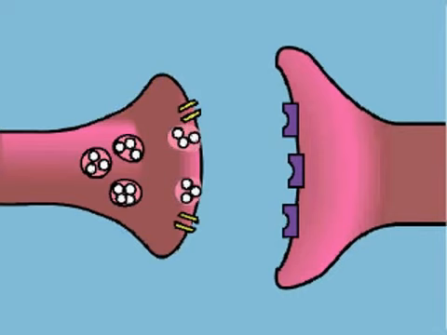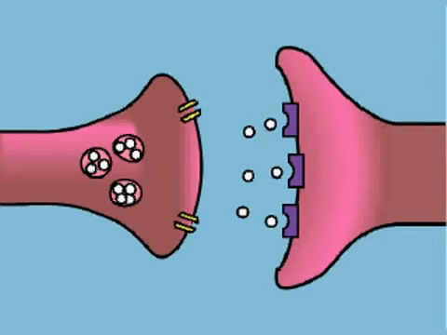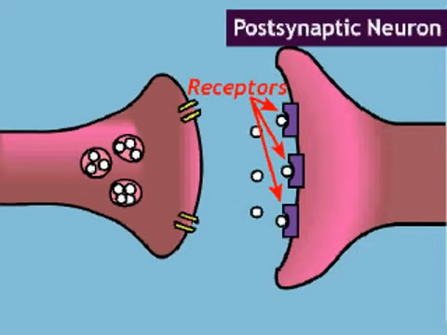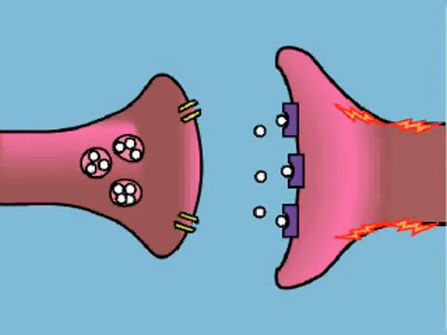The membrane of the vesicle fuses with the membrane of the axon terminal, enabling the vesicle to release its contents into the synaptic space. The molecules released from the vesicles are chemicals called neurotransmitters. They drift across the synaptic space and bind to special proteins called receptors on the postsynaptic neuron. The binding of a neurotransmitter to its receptor can trigger an action potential in the postsynaptic neuron. That electrical signal then moves toward the cell body of the postsynaptic neuron.